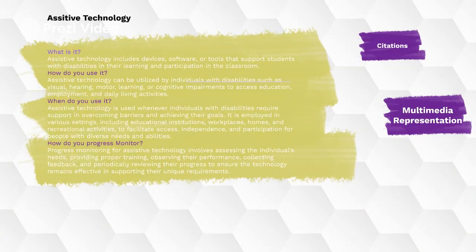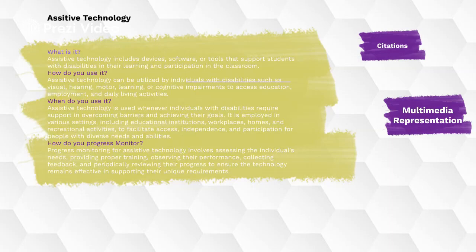The next one is assistive technology. What is assistive technology? It includes devices, software, or tools that support students with disabilities in their learning and participation in the classroom. How do you use assistive technology? It can be utilized by individuals with disabilities such as visual, hearing, motor, learning, or cognitive impairment to access education, employment, and daily living activities. When do you use it? Assistive technology is used whenever individuals with disabilities require support in overcoming barriers and achieving their goals.